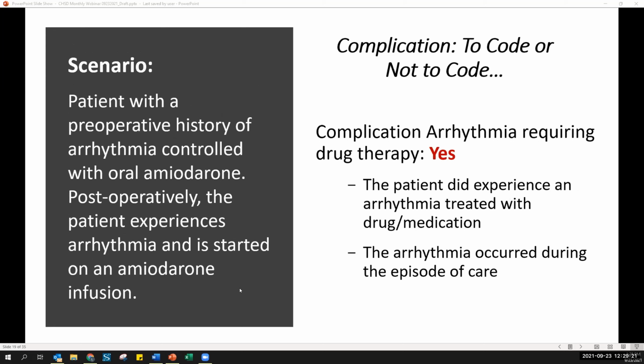Patient with a preoperative history of an arrhythmia controlled with oral amiodarone. Postoperatively, the patient experiences an arrhythmia and is started on an amiodarone infusion. So do you code the complication of arrhythmia requiring drug therapy? We get this question a lot because the patient has this pre-op history where they're treated with an oral antiarrhythmic. The point here is, yes, this is an event that occurred and the patient did experience this arrhythmia, it was treated with a drug or medication, and it occurred during the episode of care. So this is something that we would code. Next.